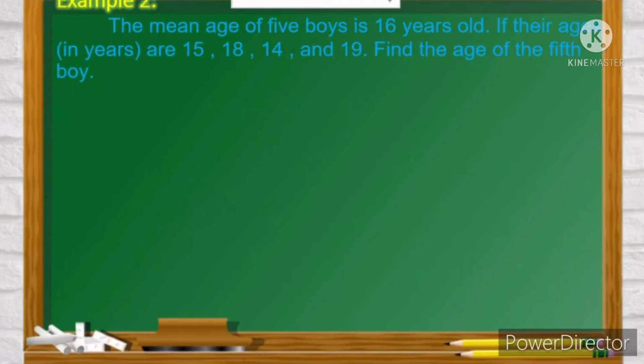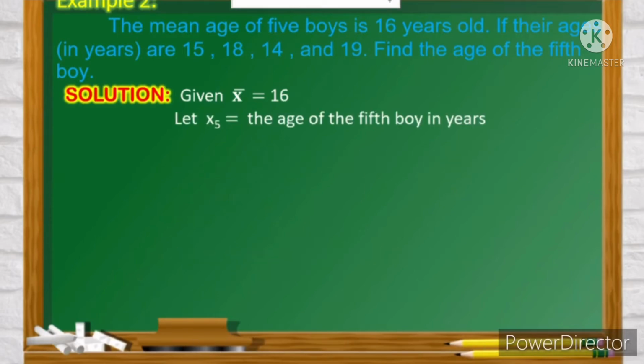Next example. The mean age of 5 boys is 16 years old. If their ages in years are 15, 18, 14, and 19, find the age of the 5th boy. Again, for our solution, let us first find the given. Bar x is equal to 16 and let x sub 5 be the age of the 5th boy in years.